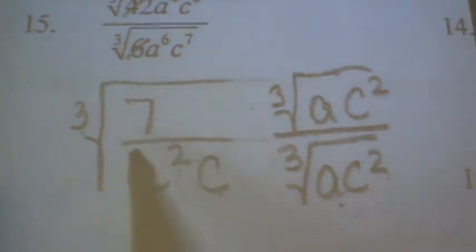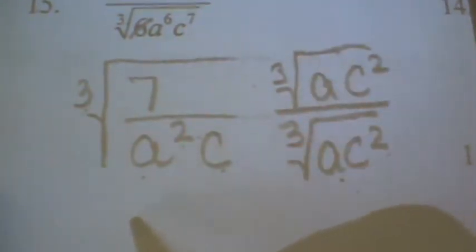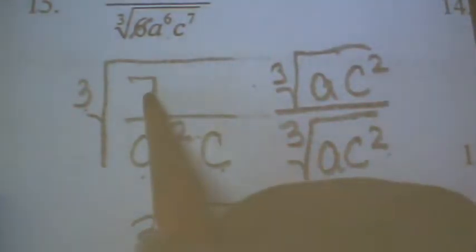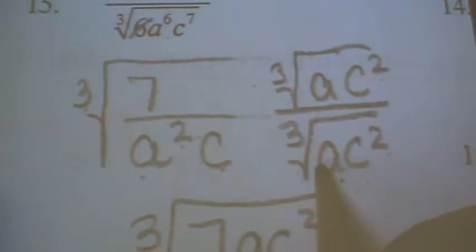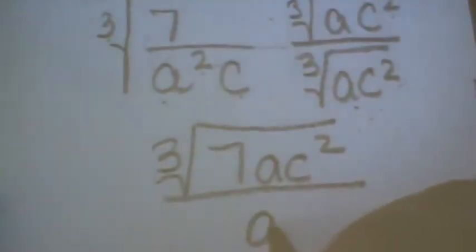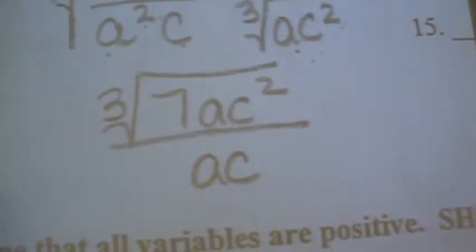So let's put it all together. On top, you will have the cube root of what? 7AC squared over, you have one A and one C. And that's done.